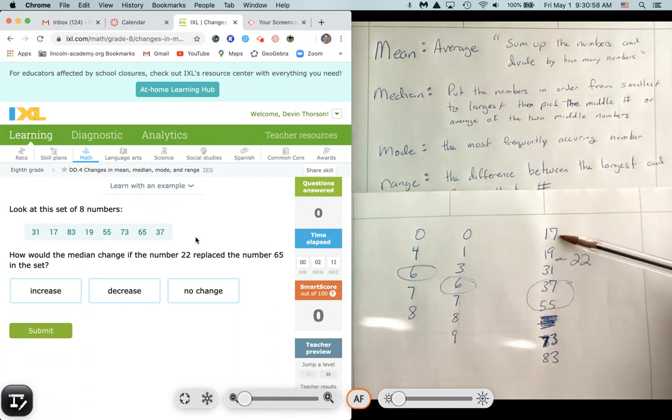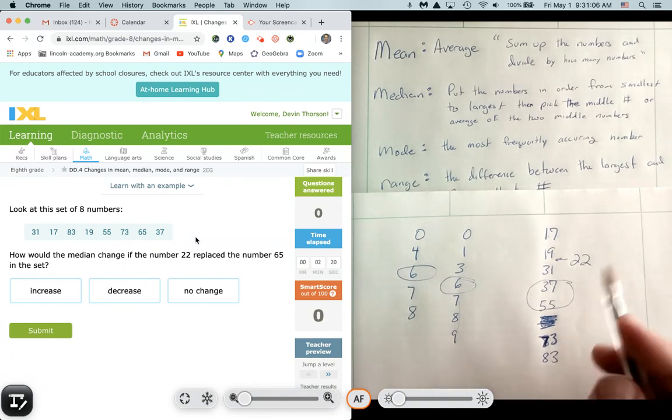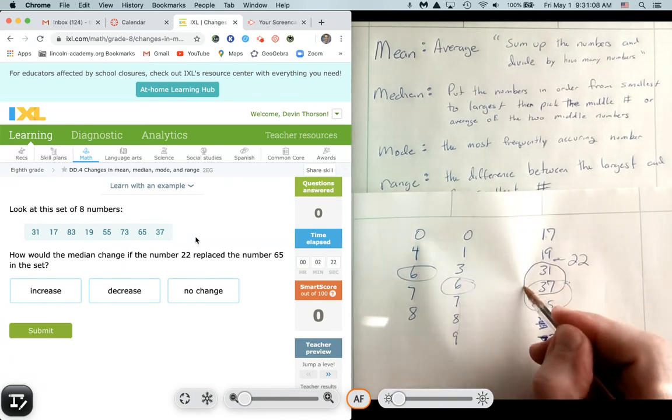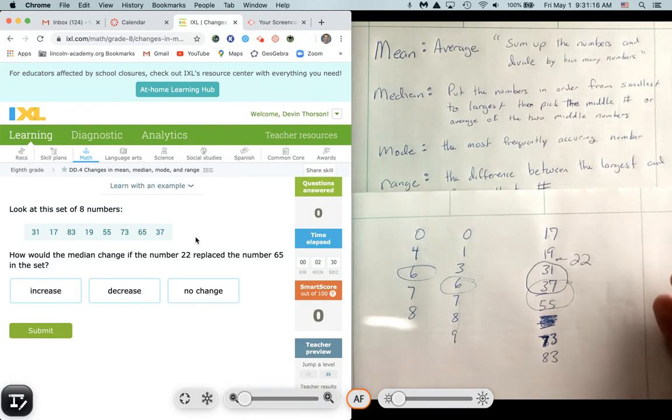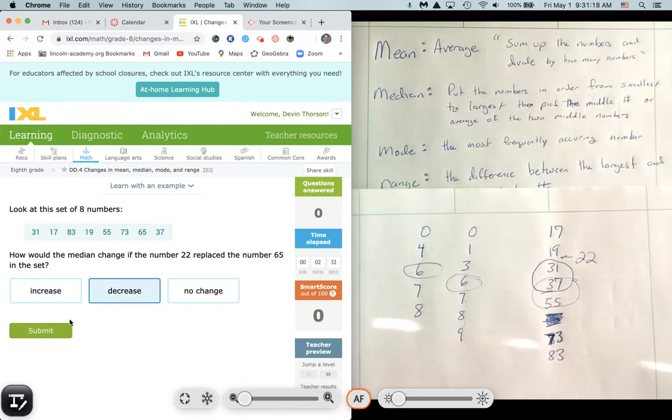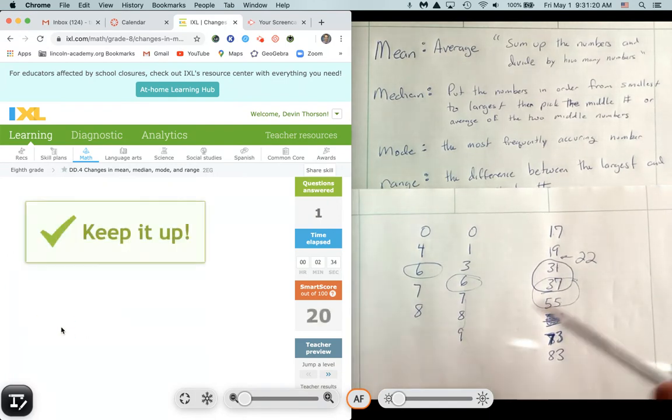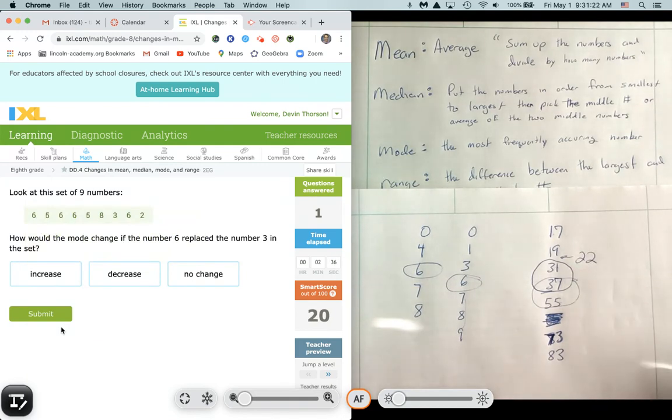What happens is I have the 17, the 19, and the 22 below the 31 and the 37. And then I have the 55, 73, and 83. So these 2 now become the median. The median is going to go down. It dropped from in between 37 and 55 to being in between 31 and 37. So it decreased. So it adjusted the order of my numbers.